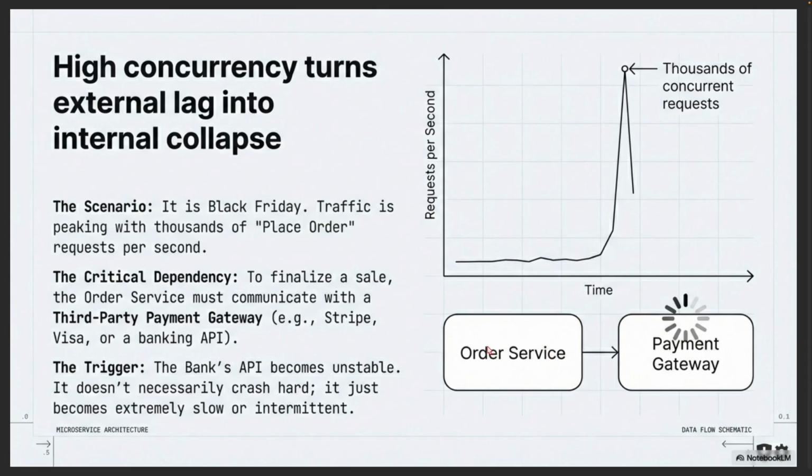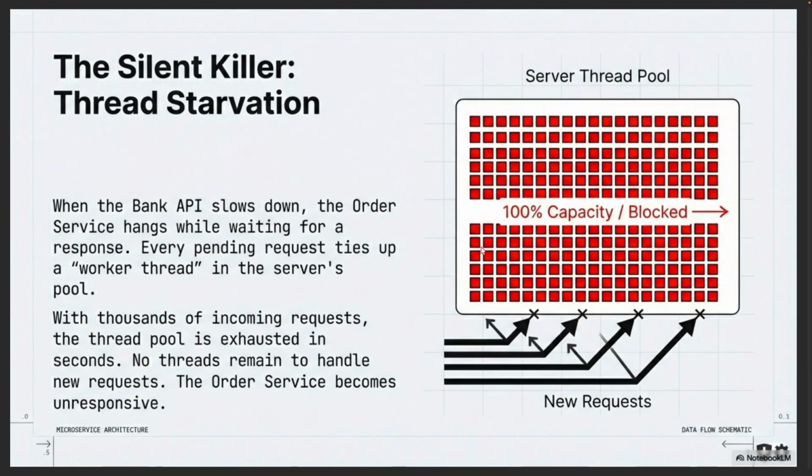This is a point of infection, you can say, where the order service is now unresponsive. It is infected. So how does that impact the other systems? Because the other bank API slows down, the order service hangs while waiting for the response. Every pending request ties up a worker thread in the server's pool.